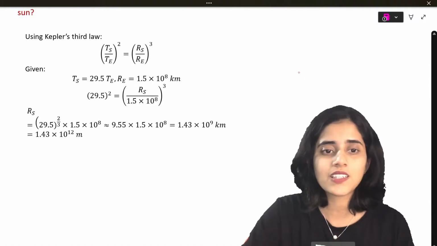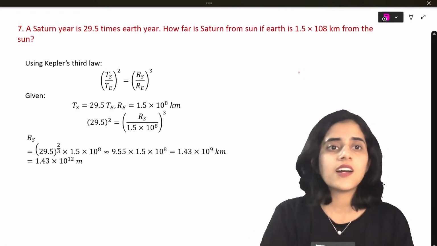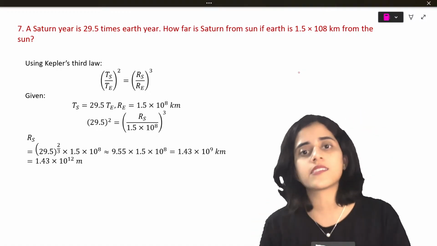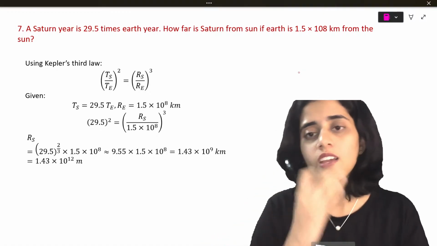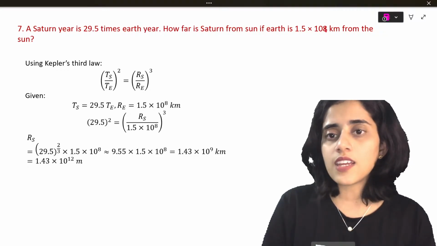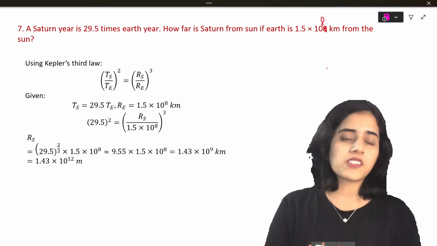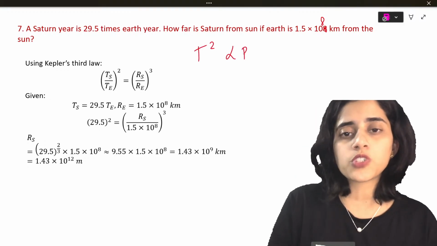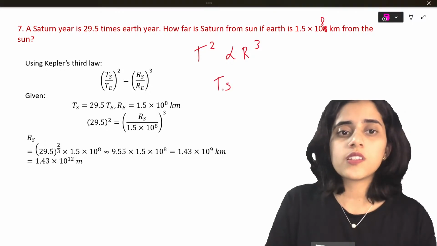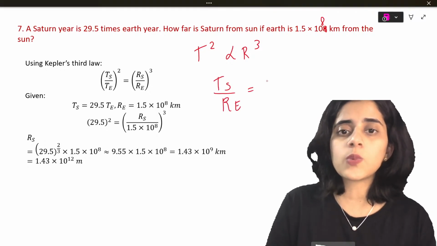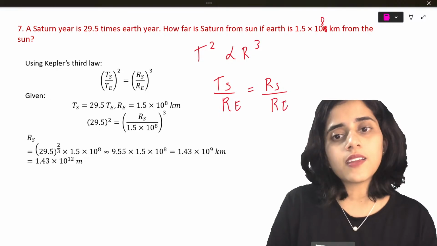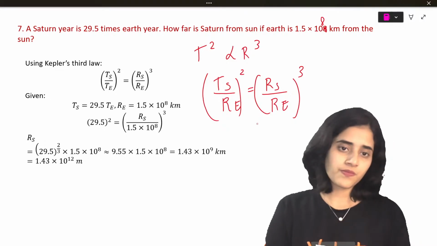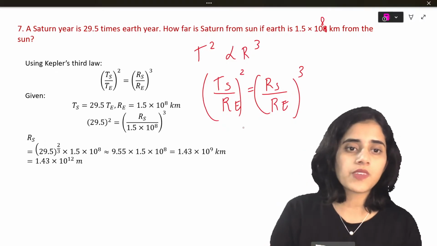Okay, next question. A Saturn year is 29.5 times Earth year. How far is Saturn from the Sun if Earth is 1.5 into 10 raised to 8 kilometers from the Sun? What is Kepler's law? T square is proportional to R cube. So, Ts by Te should be equal to Rs by Re. This is cube. This is square. Now you just cross multiply.